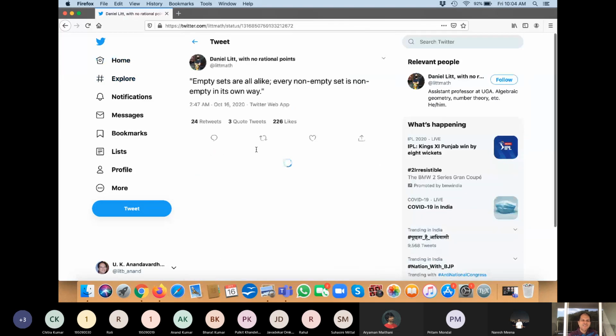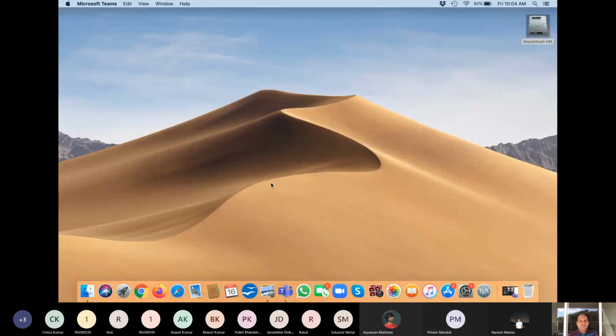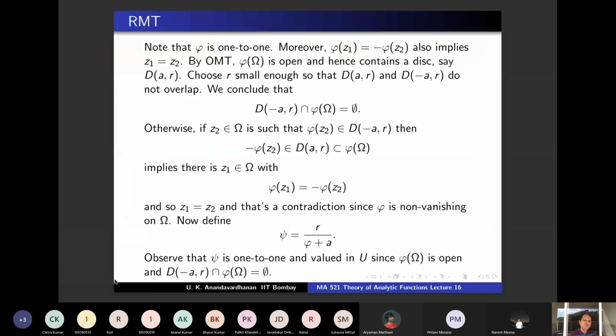Can you see this? This is today. So 2:47 a.m. US time maybe. Can you see this? So he paraphrased it. Empty sets are all alike. Every non-empty set is non-empty in its own way. Just mimicking the starting sentence of Anna Karenina. All of you can see this, right? Okay, anyway, a digression. That was just before the class started. I was just browsing the net and I saw that and I liked it a lot.